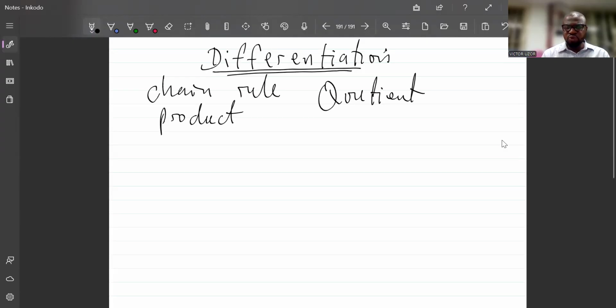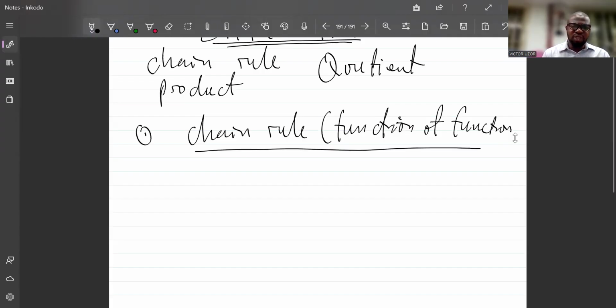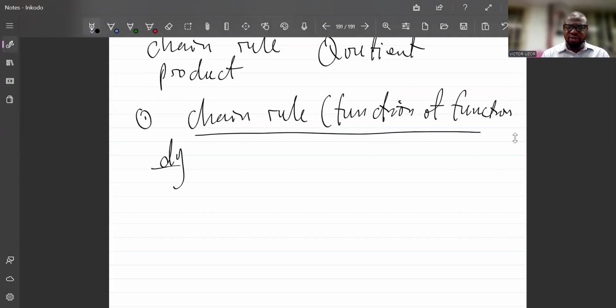Chain rule is also known as function of function, meaning it is a function that has another function in it. What do I mean by that? Remember, the formula for chain rule is dy over dx will be equal to dy over du multiplied by du over dx.